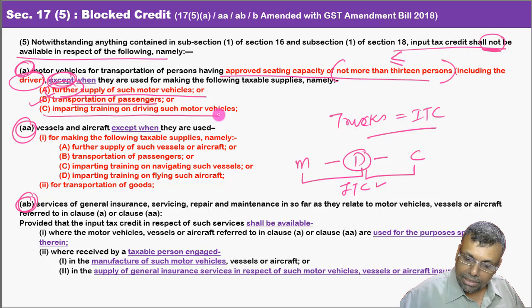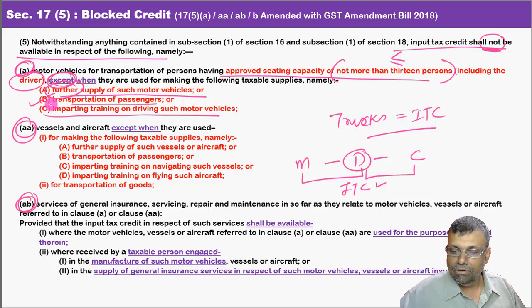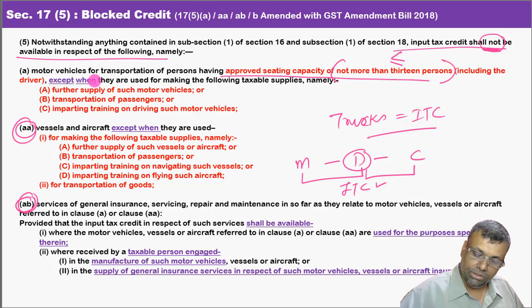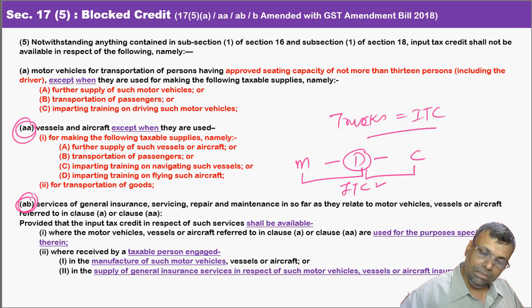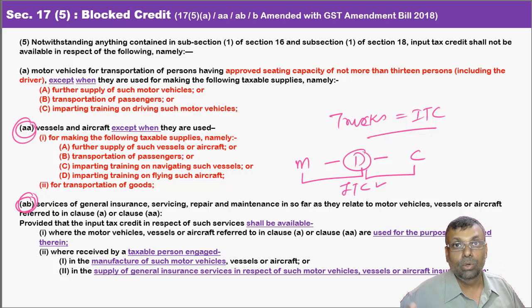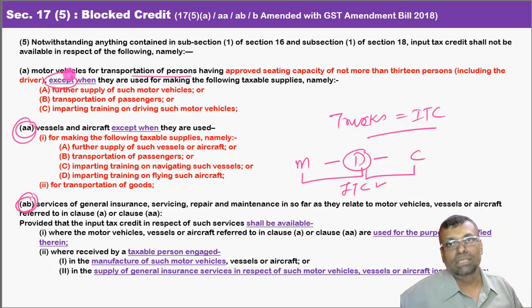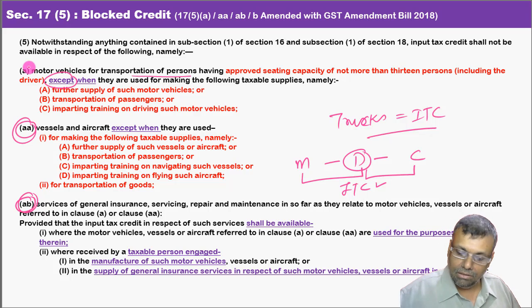Further, imparting training on driving such motor vehicles, basically your driving schools and motor training schools. For those people, you will be eligible for the purpose of input tax credit. So the interpretation here is pretty simple. Normally, you will not get input tax credit. The following are the exceptional situations, that means in these situations you will get the input tax credit. So this is with respect to the motor vehicle.